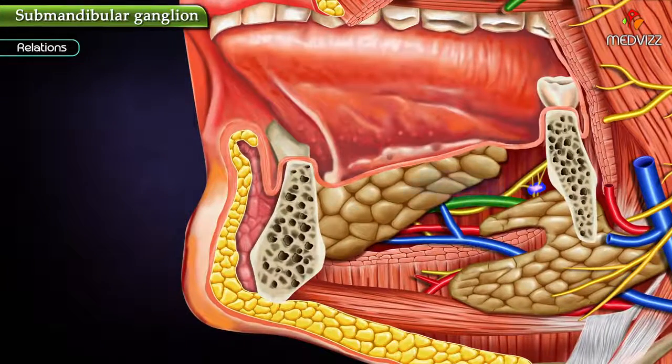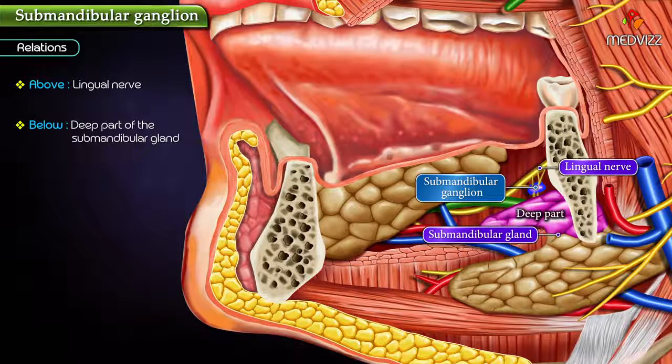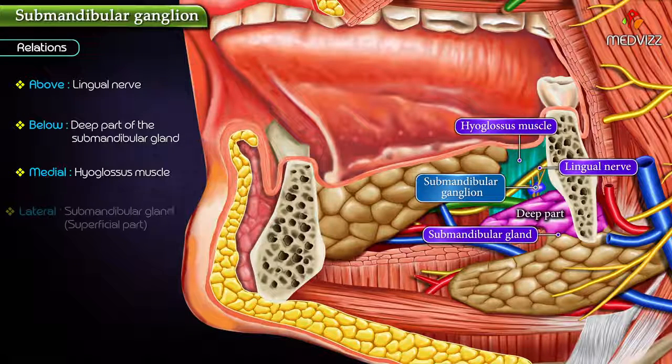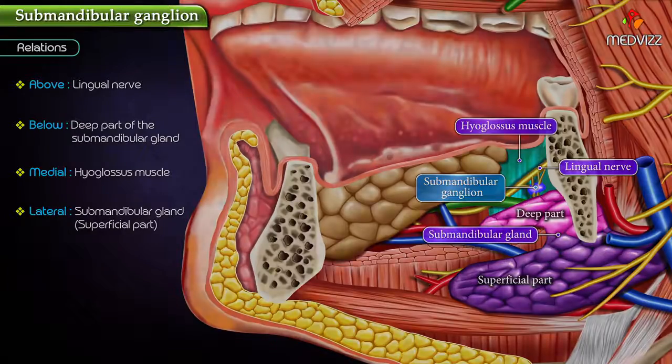Relations. The relation above is the lingual nerve. Below is the deep part of the submandibular gland. Medial is the hyoglossus muscle. Lateral is the submandibular gland, the superficial part.